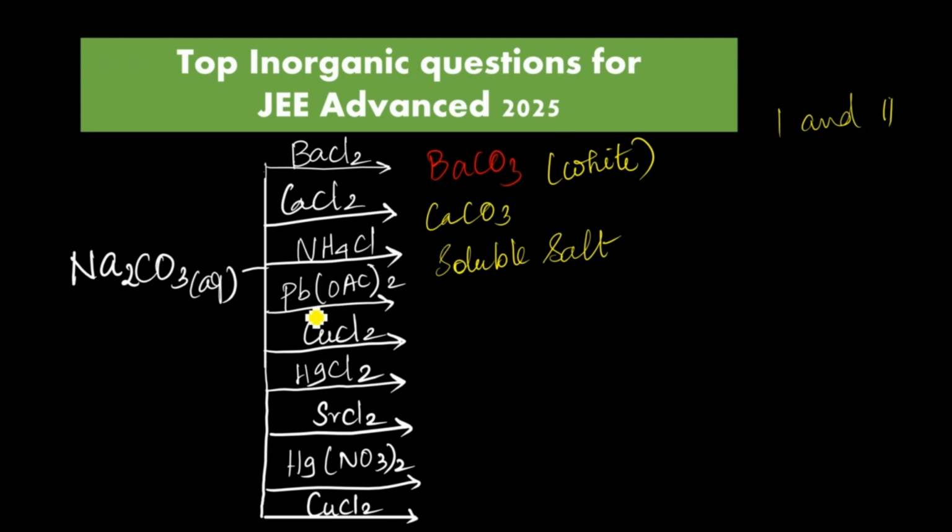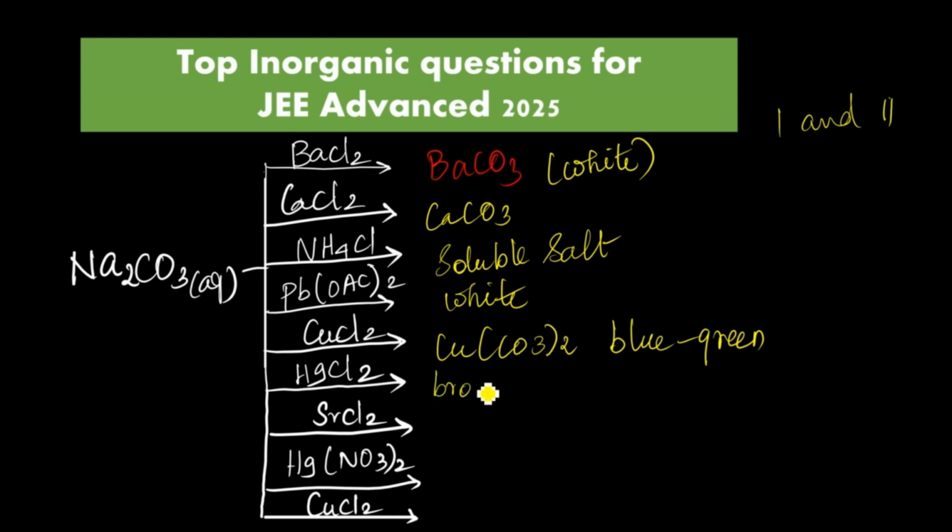And then lead acetate with sodium carbonate. What will that give? That will give lead carbonate, which is white in color. Then copper chloride, it will form copper carbonate, which is not white, but forms a precipitate of blue to green color. Okay, then mercury chloride. Mercury chloride will form a precipitate of mercuric oxide, but that is not white in color, that is brownish yellow.